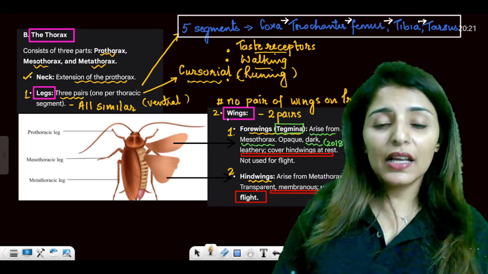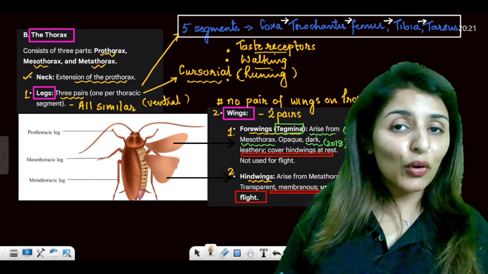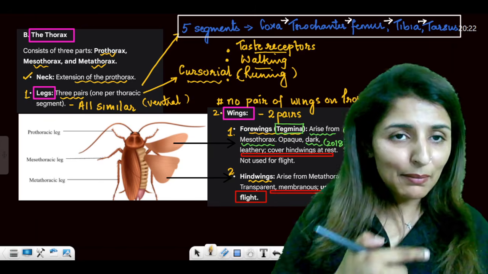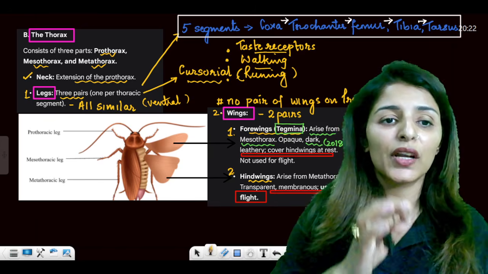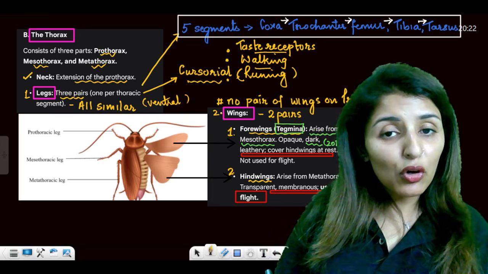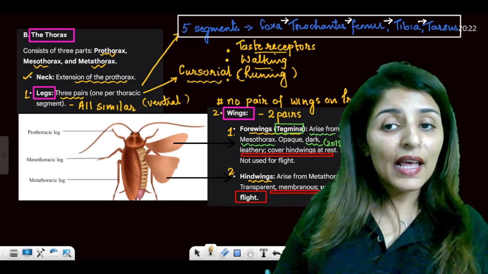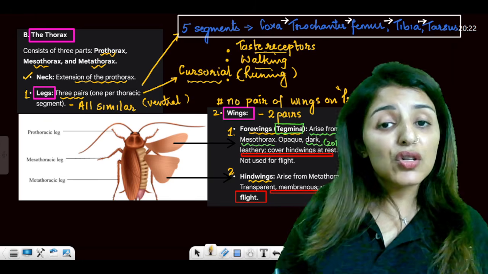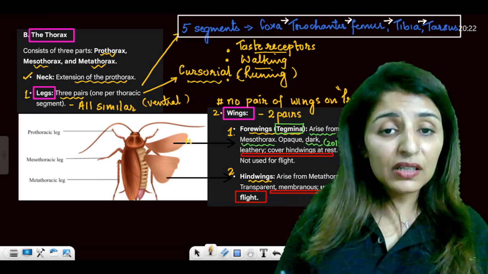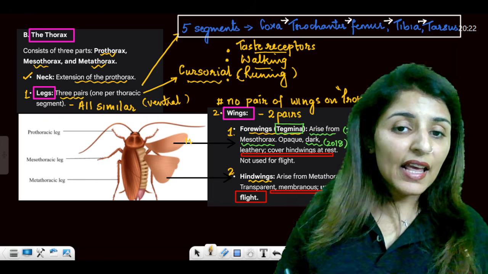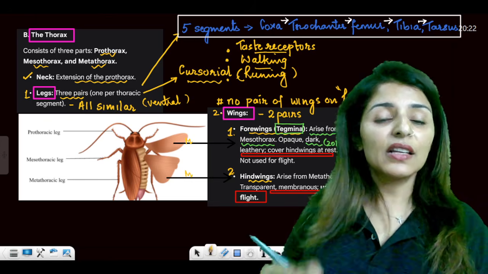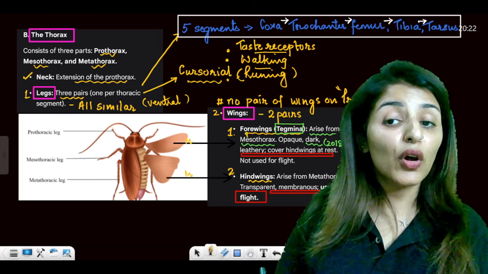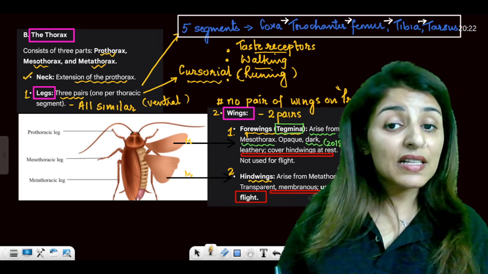Going on to the wings. Now there are no wings on the prothorax. See, every segment of thorax, prothorax, mesothorax, and metathorax, each segment of thorax has one pair of legs. But when we talk about the wings, there are only two pairs. And prothorax does not have any wing. Is that clear? So wings are present on the mesothorax region, hence they are mesothoracic wings, and they are present on the metathoracic region, the metathoracic wings. The mesothorax wings are also known as forewings or tegmina. So tegmina arises from mesothorax.